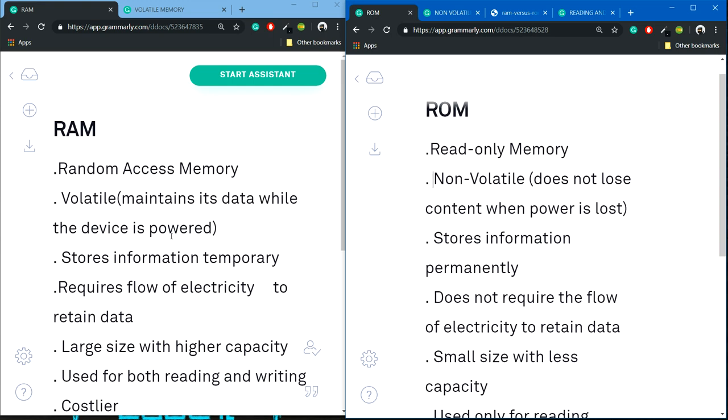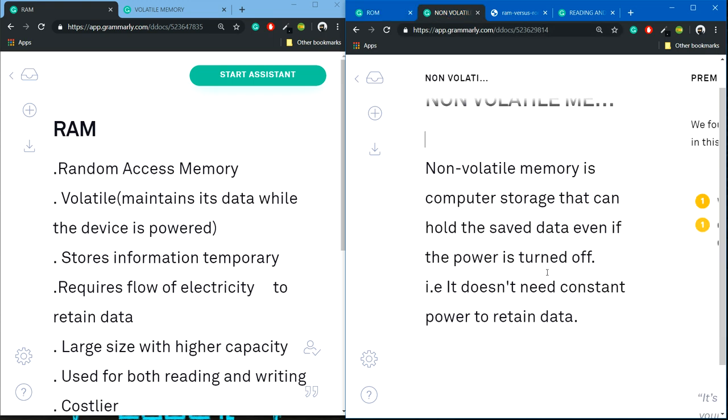Volatile memory is such type of memory which maintains data while the device is powered on, and when power is interrupted, it loses the data. But in non-volatile memory, it does not lose the data or content when power is lost. So we can see that non-volatile memory can hold the saved data even if the power is turned off.